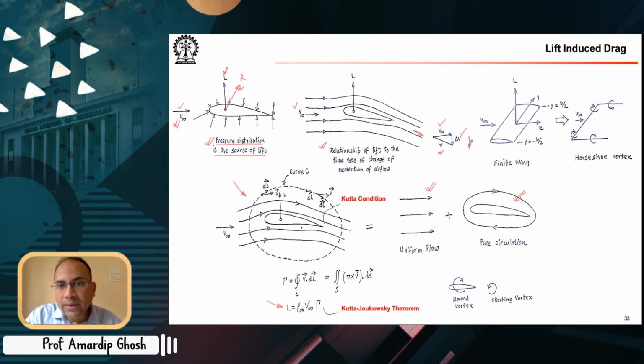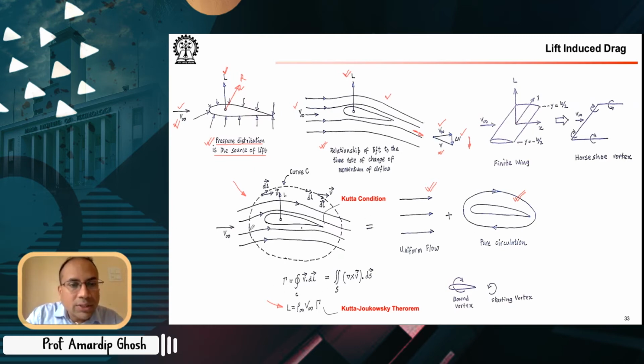And in return, action and reaction being equal, the wing in turn has a force acting in the direction opposite to the direction of change of momentum of the flow field. And this is another way in which you can think about lift. There is some discussion about whether this is the source or the cause of lift, but nonetheless, it is something that is associated with lift.